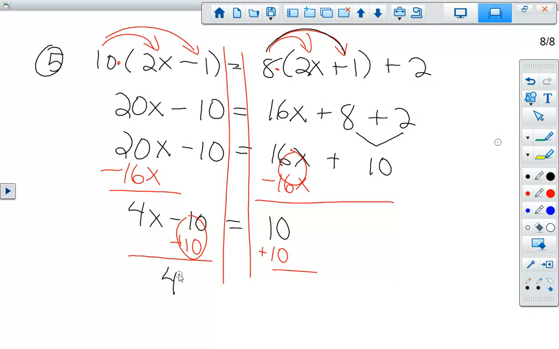So this is 4x, and it wasn't 0, was it? It's a 20 over here. And then your final step comes from getting rid of the 4. How do you get rid of that? Divide by 4 on each side. And so hers turns out to have x equaling 5.